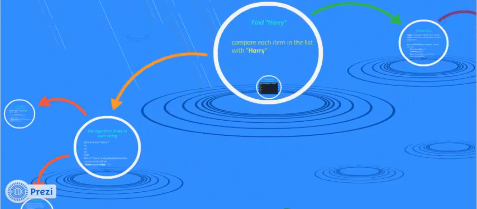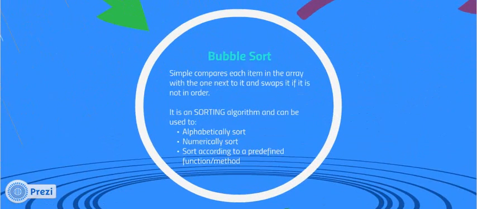Right, let's look at the next thing. Bubblesort. Now, we've done a search. This is a sort. It is a slow method of sort, but it is a common method of sort. This simply compares each item in the array with the one next to it and swaps it if it is not in order. So if you've got numbers 1, 5, 7, 2, we want the numerical array to be in ascending order.